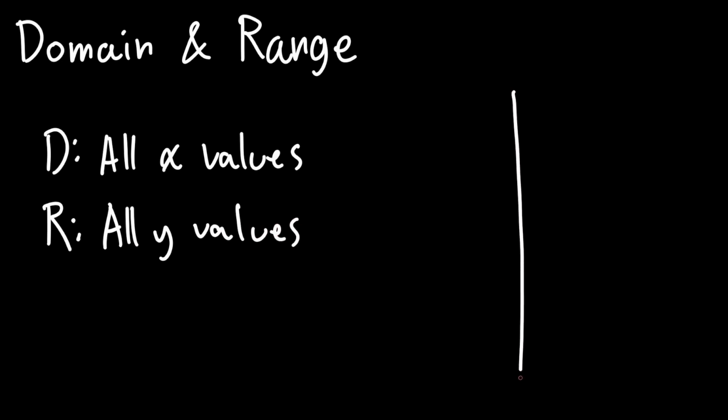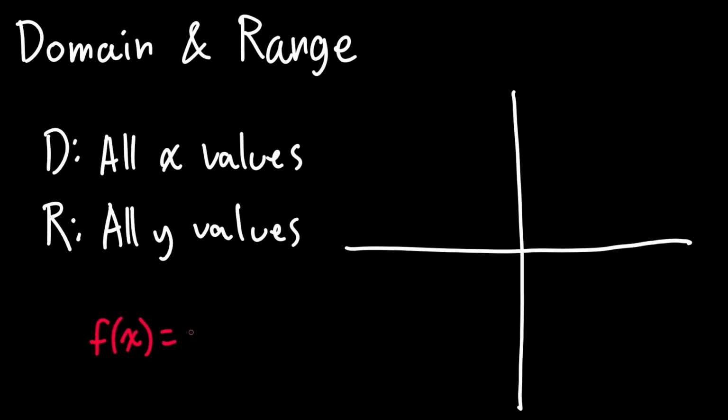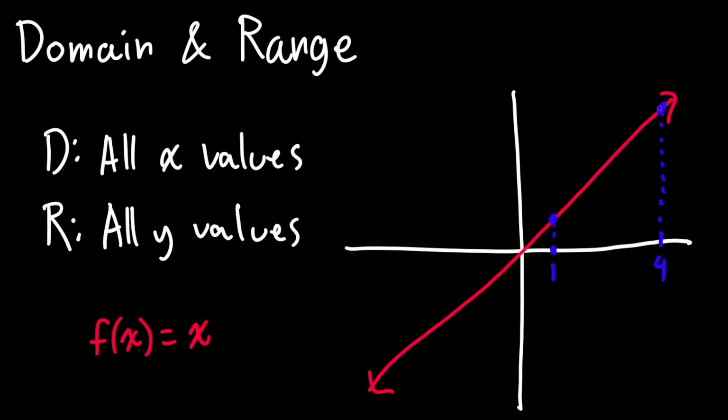So, for example, if we have a graph of the function f of x is equal to x, so this would be the equation for a line. So this graph would look something like this. And as you can see from this graph, if you take any value on the x-axis, let's say we take a value of 1 from here, we can see that the value of 1 has a corresponding point on this line. And let's say we take the value of 4 here, and you can see that that also has a corresponding point on this line.